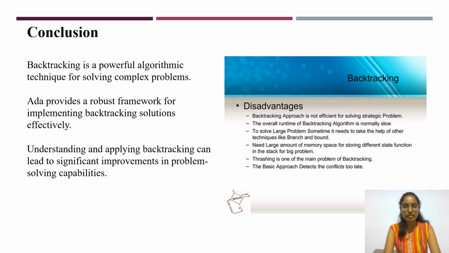Let us see some disadvantages of backtracking. Backtracking approach is not efficient for solving strategic problems. The overall runtime of backtracking algorithm is normally slow. To solve large problems, sometimes it needs to take the help of other techniques like branch and bound. It needs a large amount of memory space for storing different state functions in the stack for big problems. Thrashing is one of the main problems of backtracking. The basic approach detects the conflicts too late.